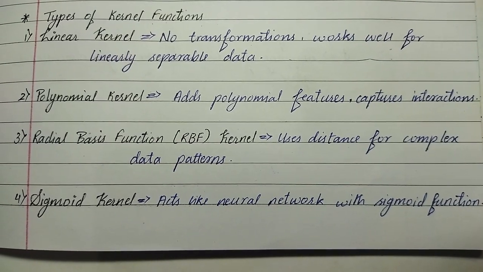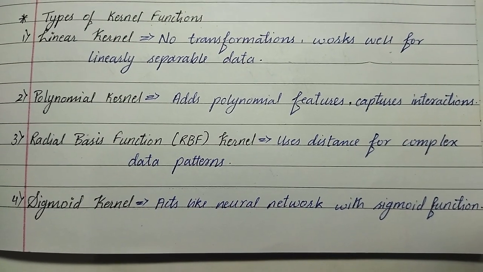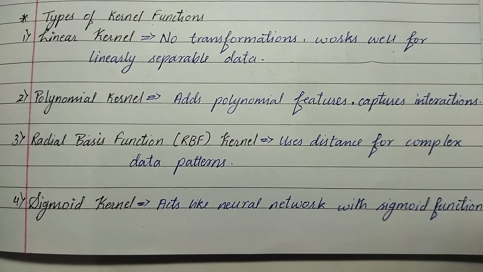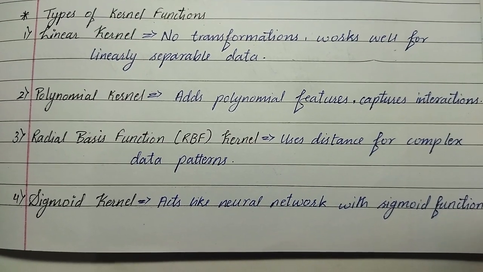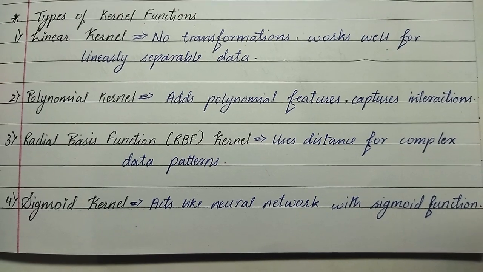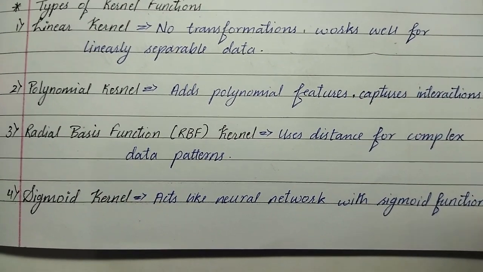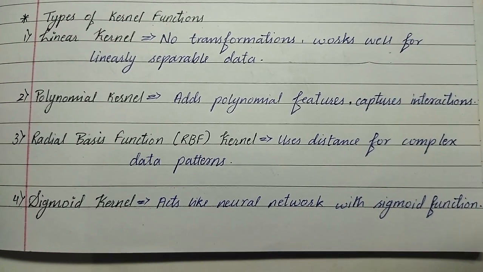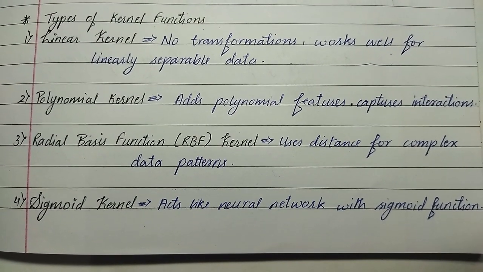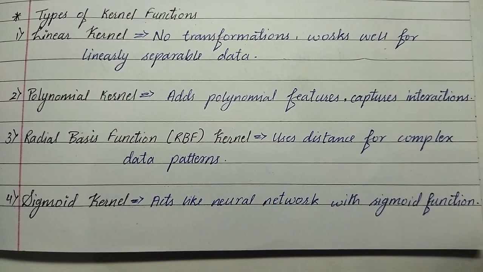Now we'll see the types of kernel functions. First is linear kernel. No transformations, works well for linearly separable data. Second is polynomial kernel. Adds polynomial features, captures interactions. Third is radial basis function kernel, RBF. It uses distance for complex data patterns. And fourth is sigmoid kernel. It acts like a neural network with sigmoid functions.